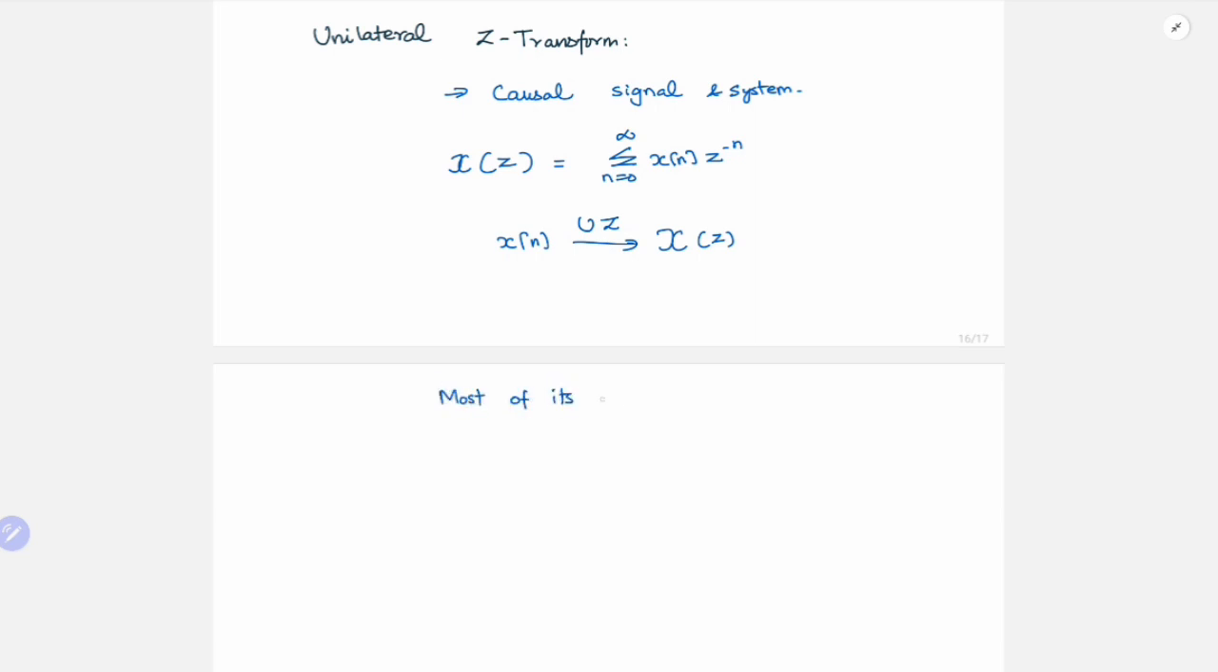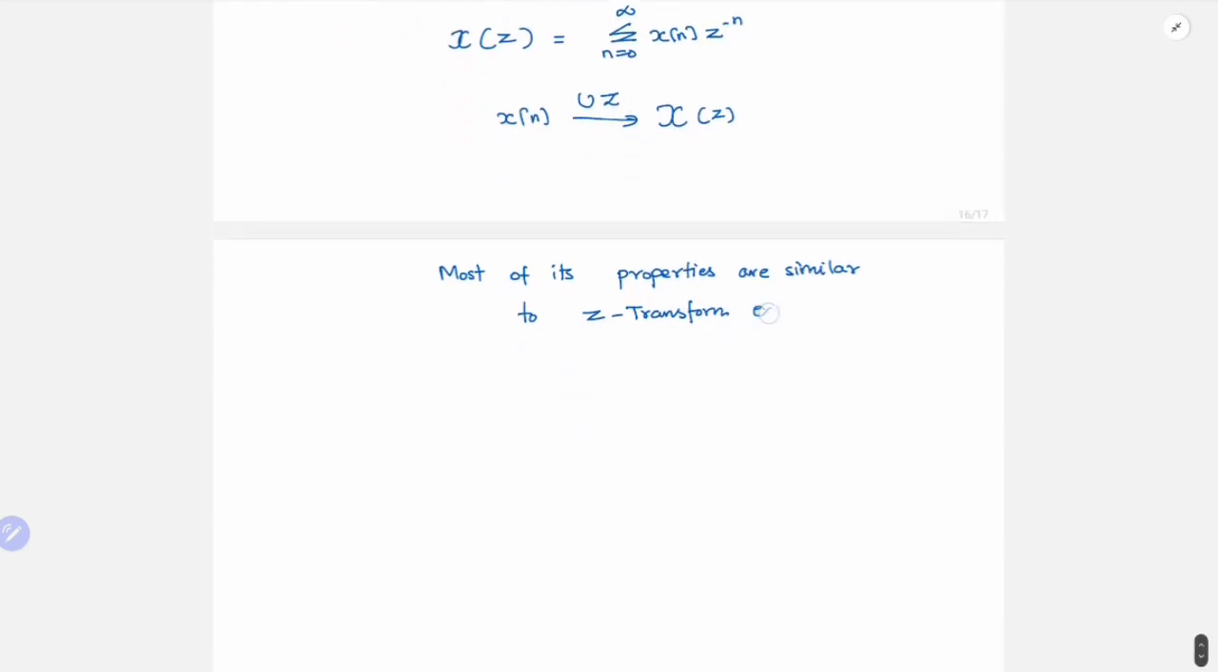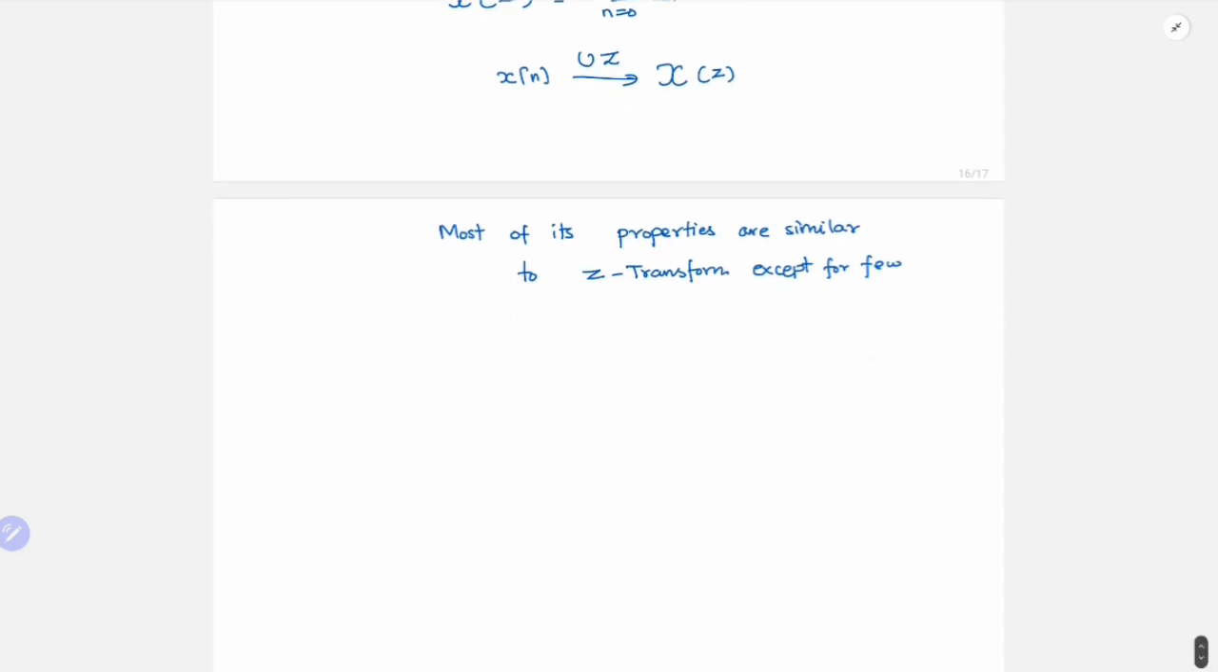Most of its properties are similar to the Z transform, which is also the bilateral Z transform, except for a few. So we'll just discuss those few.